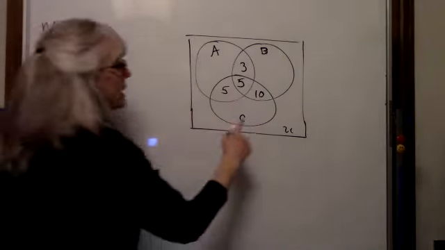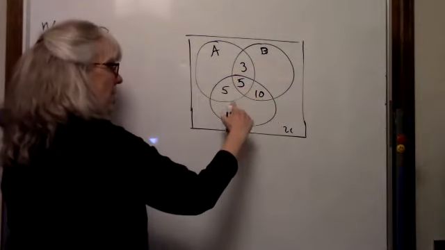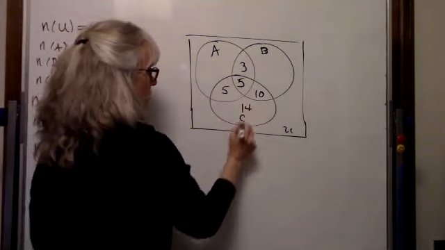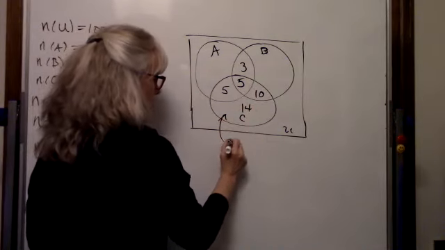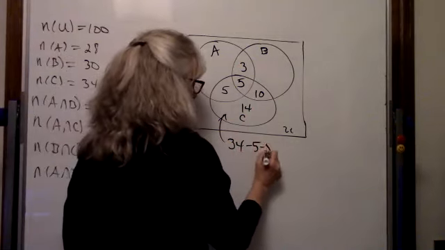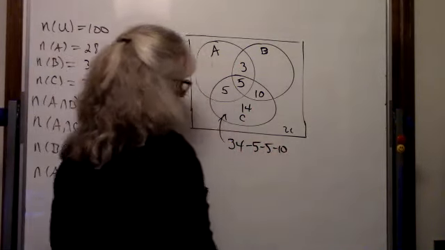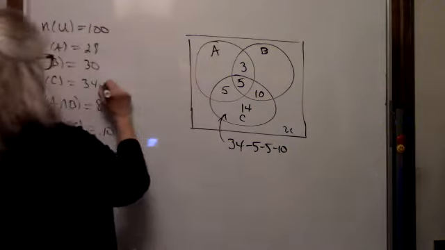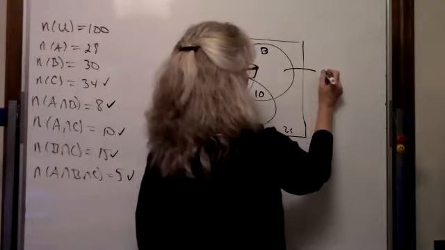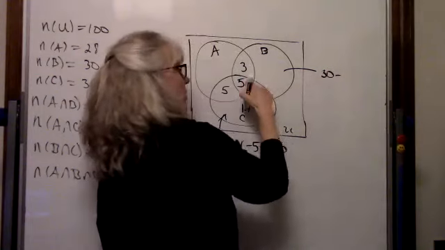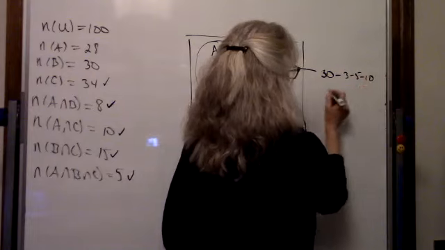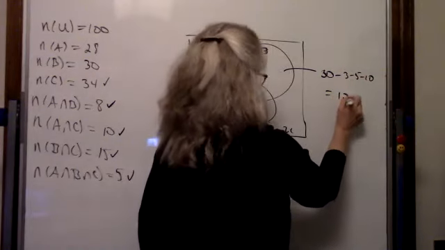So C is 34. Right now, C's circle has 5, 5, and 10. That's 20. 20 from 34 is going to give me 14. So again, to get this, we take the 34 that we have, minus the 5, minus the 5, minus the 10. So to get the 30 over here in B, we're going to start off with the 30. We're going to subtract off what we already have in that circle. That's the 3, the 5, and the 10. So that's 18 from 30, which is going to give me 12.